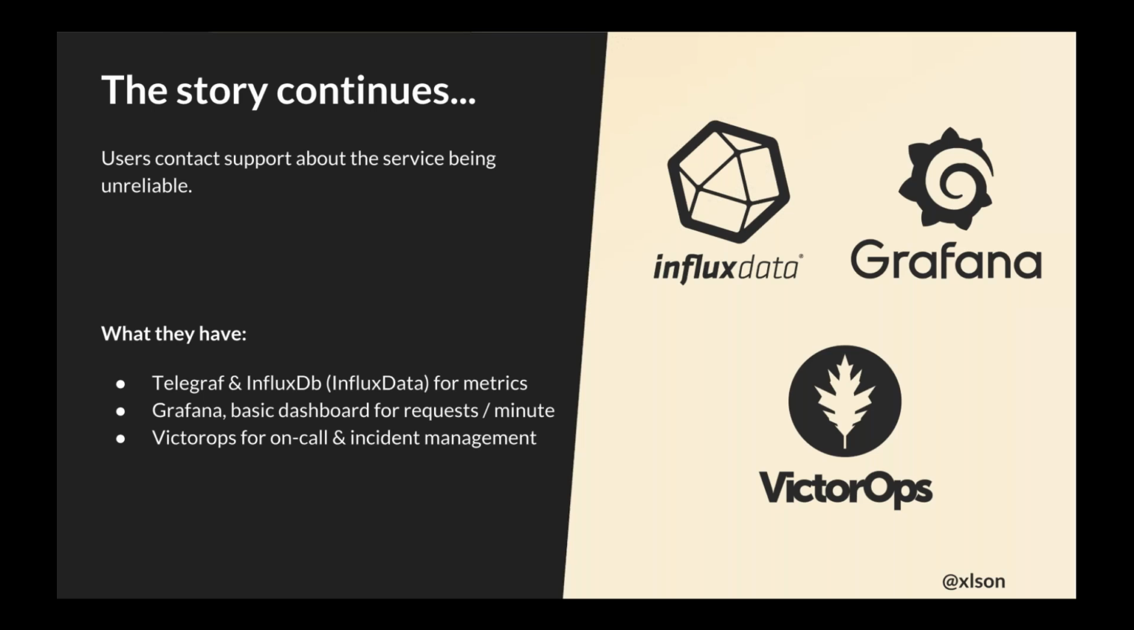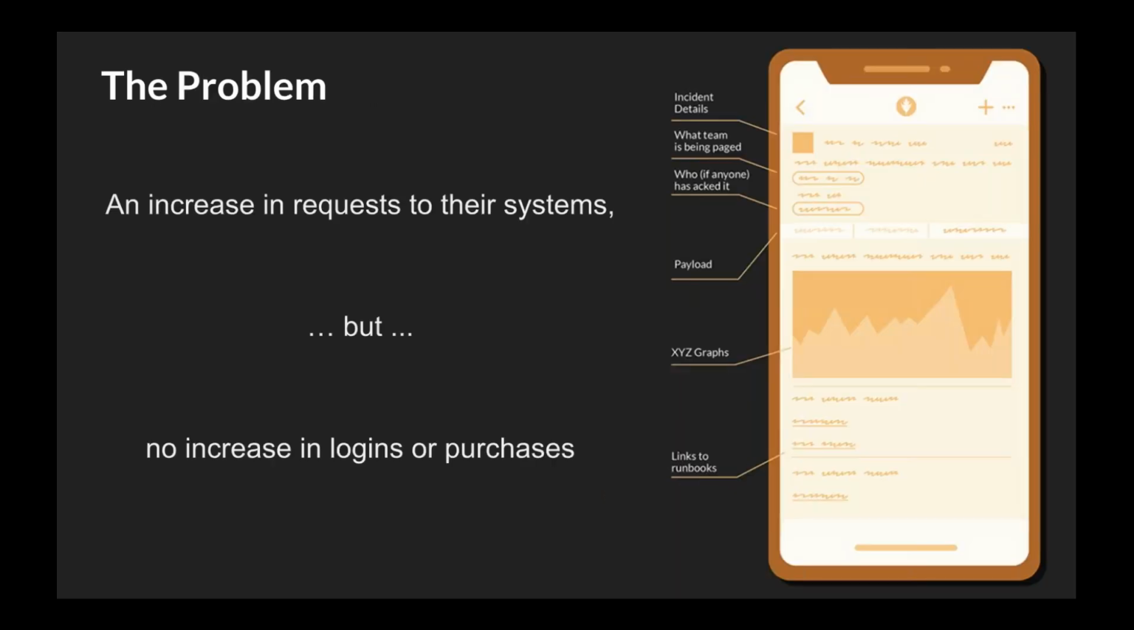And as the story continues on the next slide, the team realizes, looking at these dashboards, that they actually had an increase in requests to their system, but they couldn't really find an increase in business metrics. So what this means is that while the requests to the system went up, there were no extra purchases, there were no extra logins or things like that. And the team, being fairly used to debugging failed unit tests, were not as familiar with how to debug a running production system.